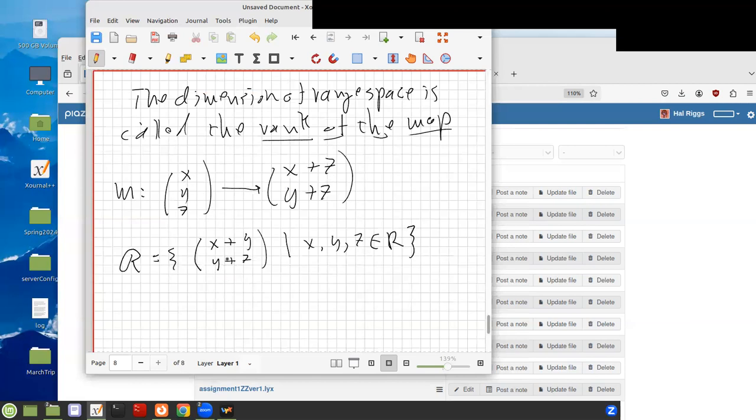Okay, this is sort of the definition, but to find the range space, what we mean is to write this as the span of a set of vectors. Because if we want to find the rank of this map, we need to find a basis for the range space. We have to write this as a span of vectors, then see that those vectors are linearly independent.